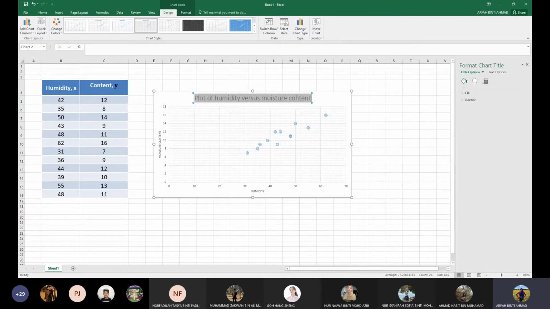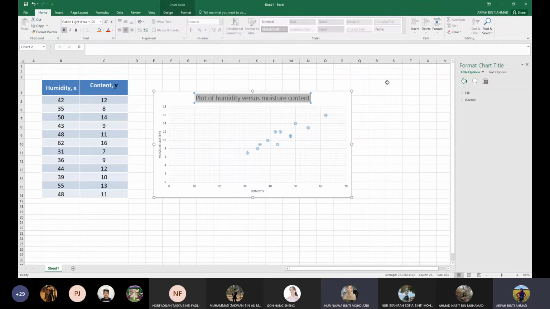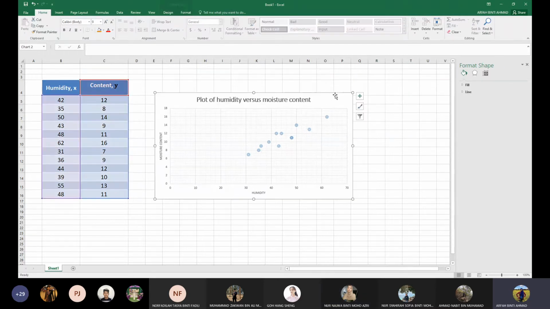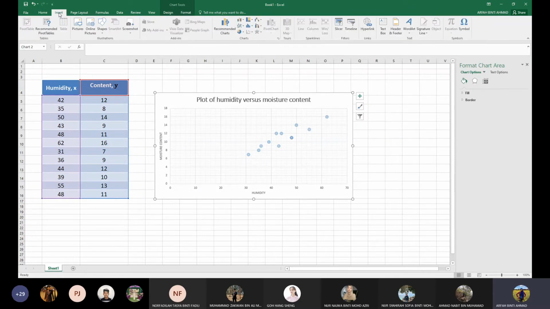So boleh type nanti. So kalau done, nanti saya tunjukkan macam mana nak insert dia punya what we call it, trend line. So carta yang lengkap dia akan ada label, okay, untuk x axis, y axis and also the title. Okay, done.